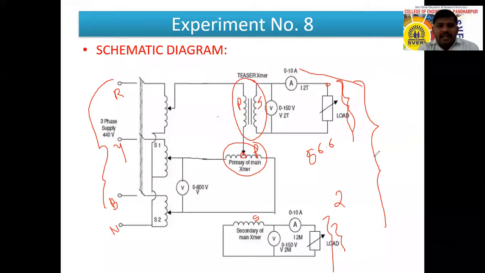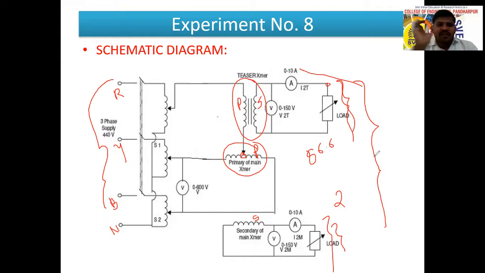By connecting two single phase transformers in the Scott manner, or Scott fashion, we convert three phase to two phase. Similarly, vice versa is also possible.